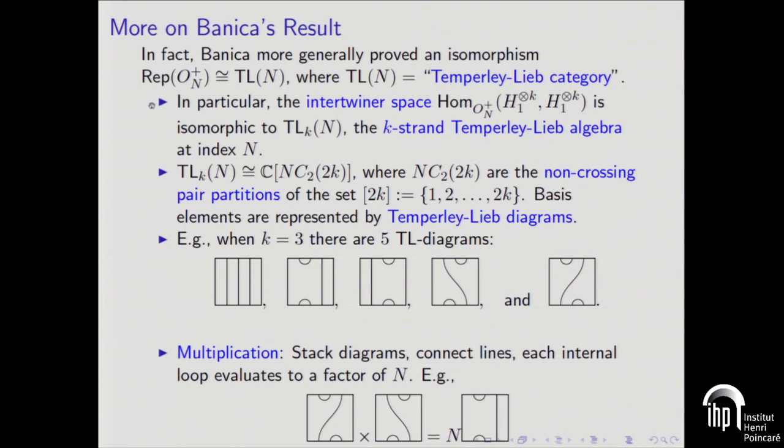So if I want to take this diagram and this diagram, multiply them together, what I'll do is I'll take this picture, stack it on top of that picture. I connect all the strings in the middle. I end up with this joining this, and that gives me an interior loop. So I don't have a Temperley-Lieb diagram anymore, but I can remove the loop and recover one.